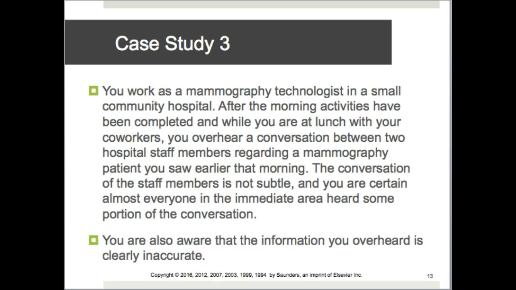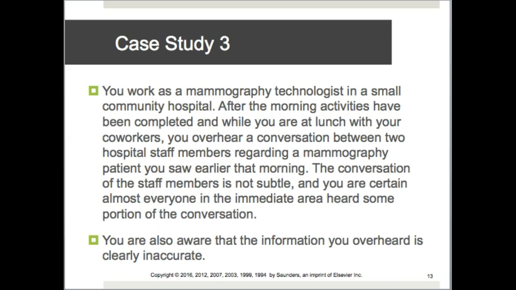Case 3, you work as a mammographer in a small community hospital. After the morning activities have been completed, while you're at lunch with all your coworkers, you overhear a conversation between 2 hospital staff members regarding a mammography patient you saw earlier that morning. The conversation of the staff members is not subtle, and you are certain almost everyone in the immediate area heard some portion of the conversation. You are also aware that the information you overheard is clearly inaccurate. How are you going to handle that?